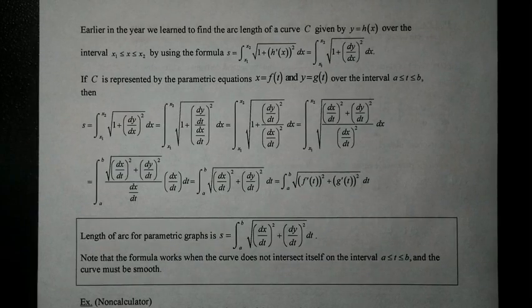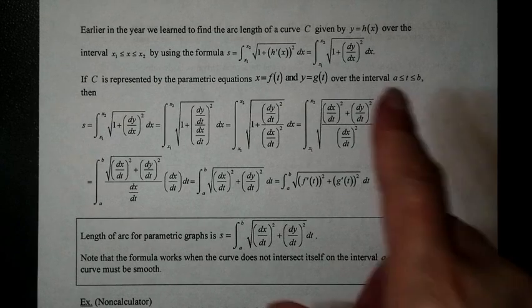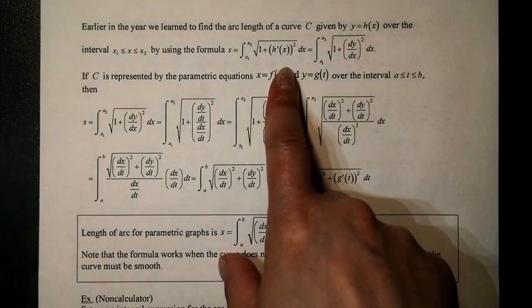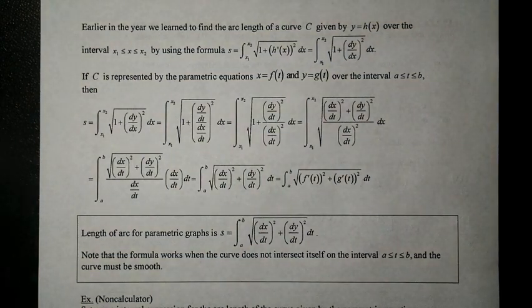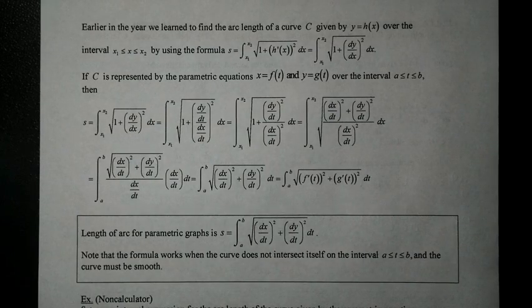So earlier this year we learned to find the arc length of a curve C given an explicitly defined function y equals h of x over the interval x1 to x2, and we were using this formula. As I was telling you, that one is for explicitly defined functions, when we have y equals f of x, h of x, or something like that. Today we're going to redefine this, and you're going to learn how to find the arc length for a parametric equation. You're going to see that these two formulas are very closely connected, and I'm going to show you the connection.